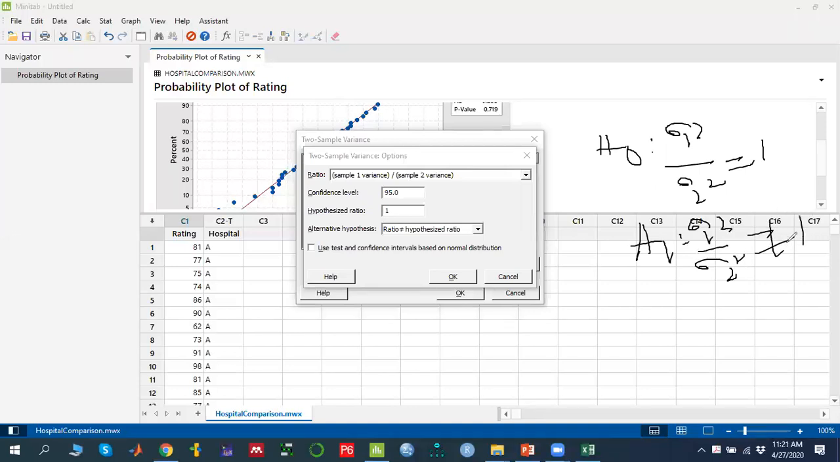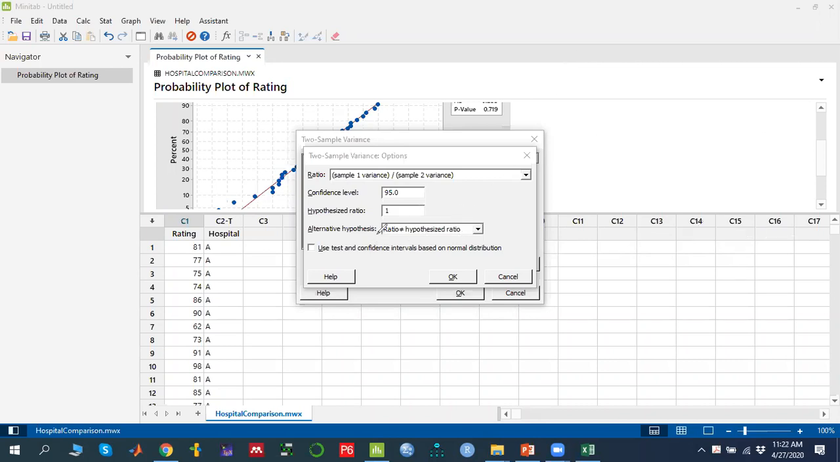Okay, so this is the two-tailed test. So right now it's a not equal to 1 and equal to 1. The ratio is not equal to the hypothesized ratio, and the hypothesized ratio is equal to 1, that is this one. It might be other than 1, meaning we are saying the ratio of the variance is equal to 5 or 6. But in this particular case, we want to test whether the variances are equal or not equal. So that's why we are using 1.